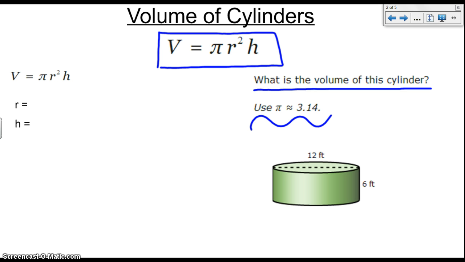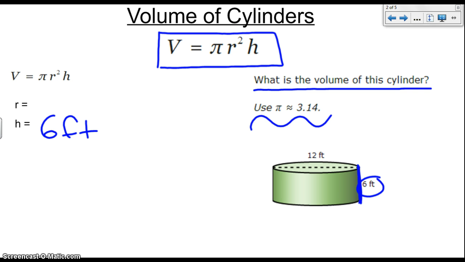So now we're looking for R and H, which is what we always do. Remember, H is always the easiest one to find. So if you look at your cylinder, what is the height? It's 6 feet, right? Exactly. So we're going to take that 6 feet and plug it in over here for H. Perfect. And now we have to decide what the radius is.